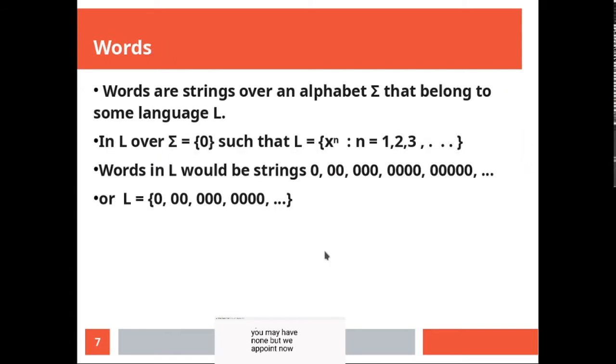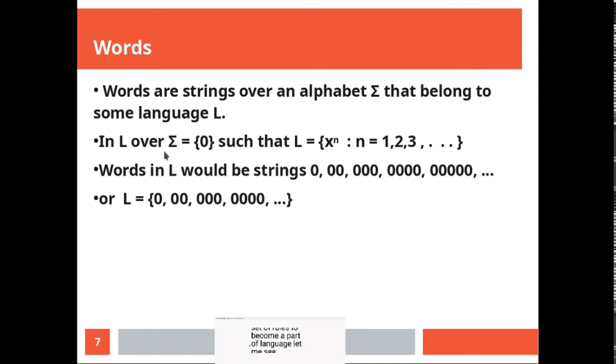Now words. Till now we have talked only about strings. Strings are any possible combinations of input letters which are defined over an alphabet. But words are those strings which are a part of a language. Strings can be any random combination of input symbols. But words follow a particular set of rules to become a part of the language.